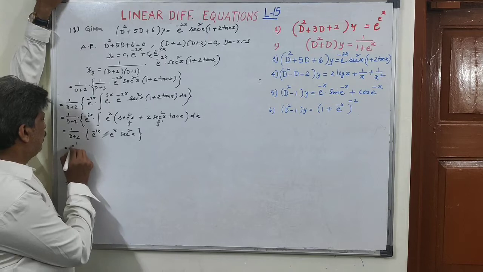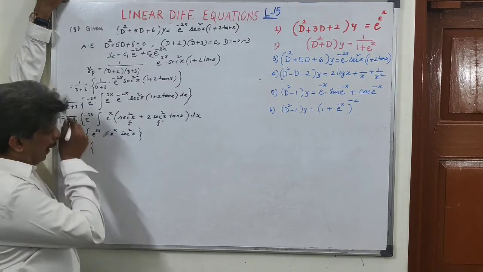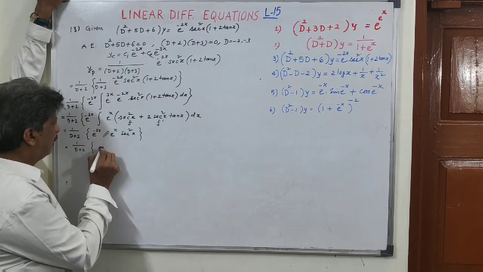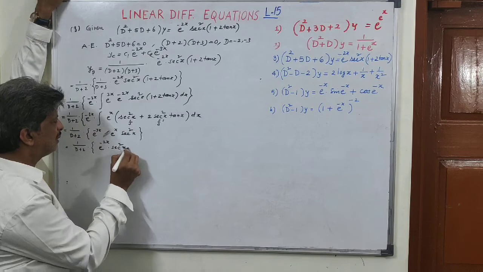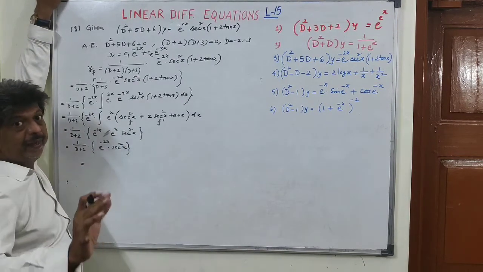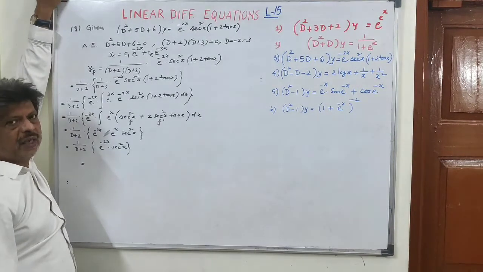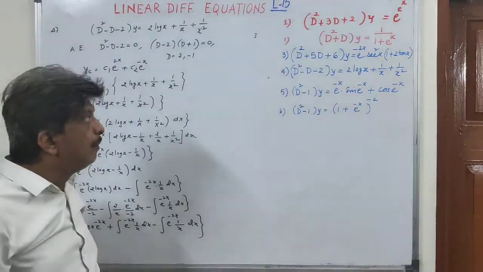So that is further equal to 1 upon D plus 2 into e raised to power minus 2x into sec square x. That is further equal to, and once again using the general integral formula repeatedly, e raised to power minus.